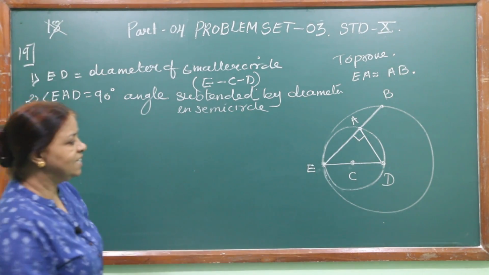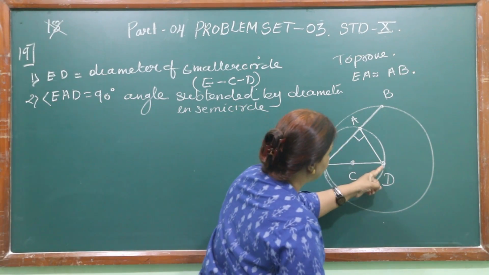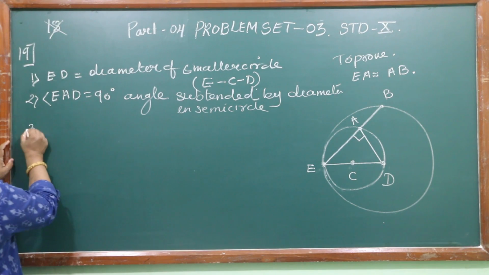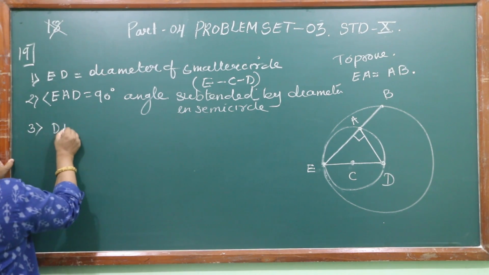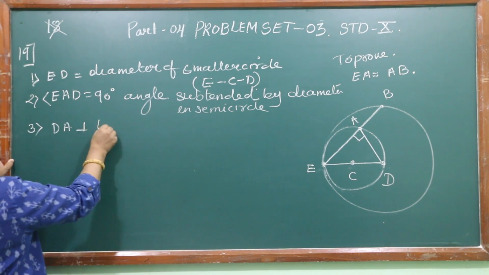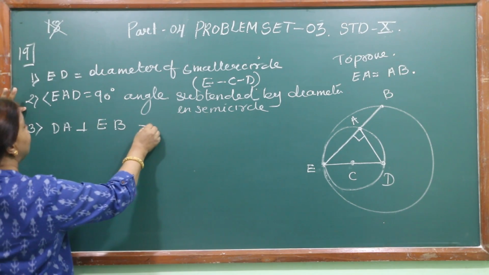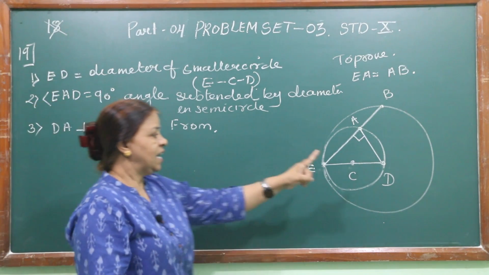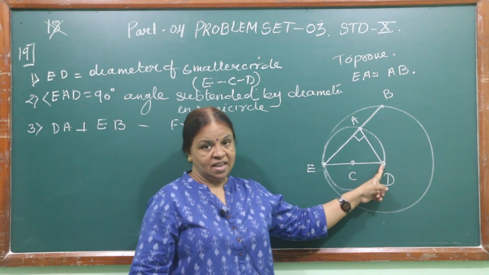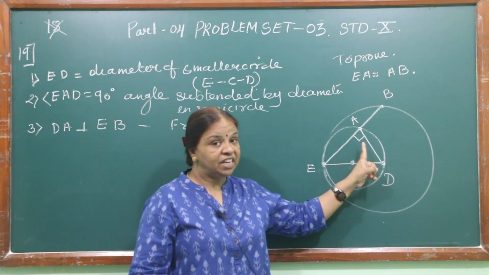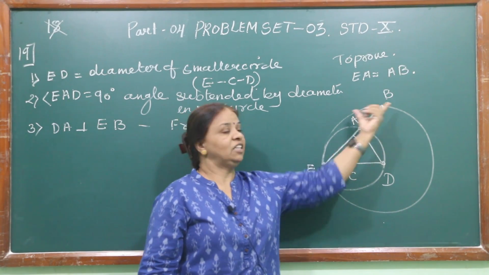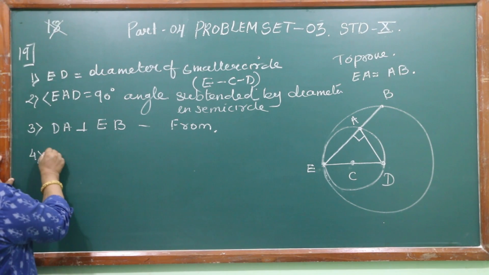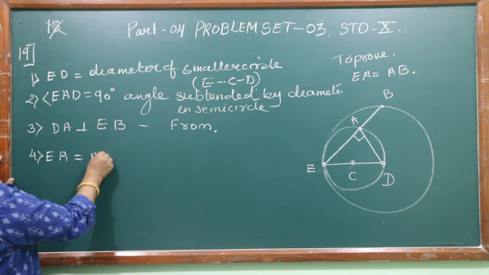Now if that is 90 degree, now children see DA is perpendicular to EB. From where did we get this? From 2. And we know a line drawn from the center to the chord, and if it is perpendicular, then it will bisect the chord. So we can say fourth point, EA is equal to AB.